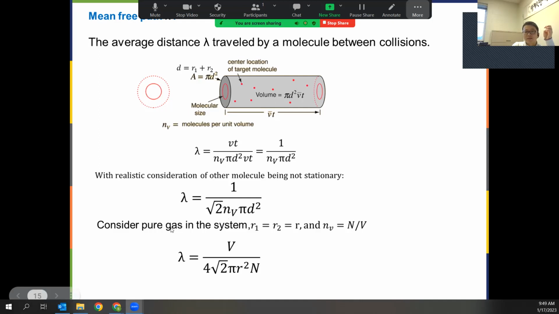In a pure gas system, R1 equals R2 equals R, and n sub v is equal to N over V. If you do that substitution, d becomes 2 times R, so d squared becomes 4 R squared. So there's a factor of 4. Since n sub v is in the denominator, N and V flip. So if you have a collection of gas with volume V, a number of molecules N, and the radius of each molecule, then the mean free path lambda is equal to the total volume divided by 4 square root of 2 pi r squared times N, the total number of molecules.